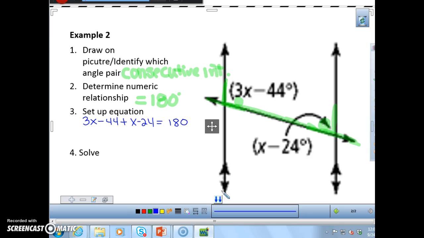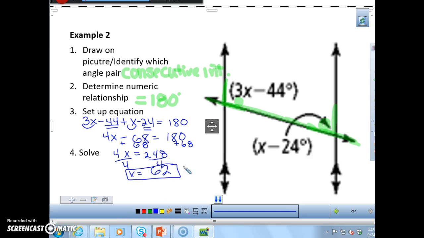And then we're going to solve. So collect your like terms. Minus 68. So we add 68 to both sides of the equals.